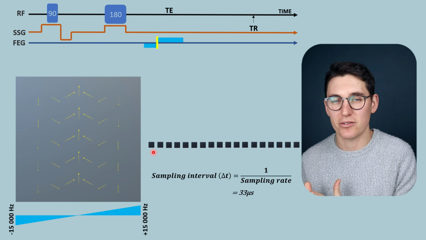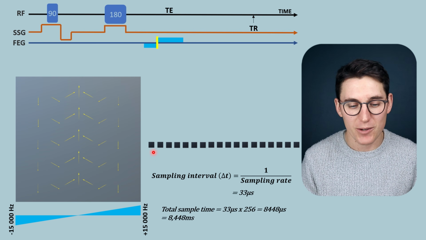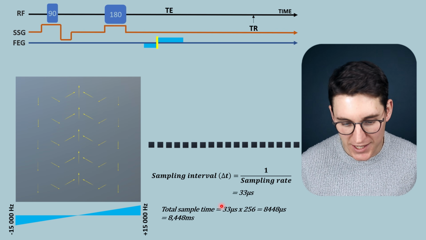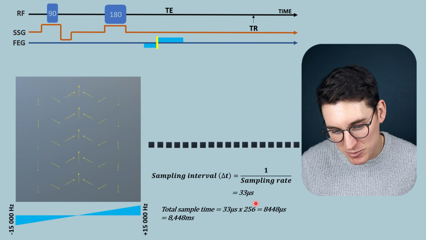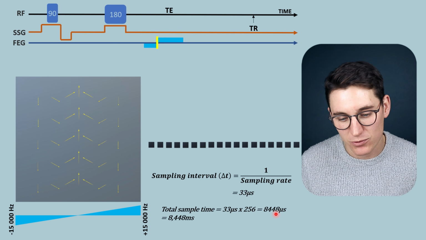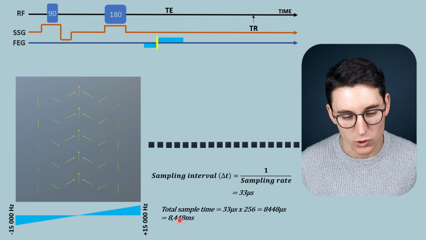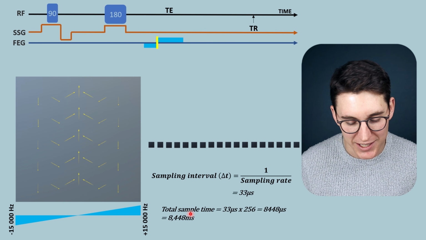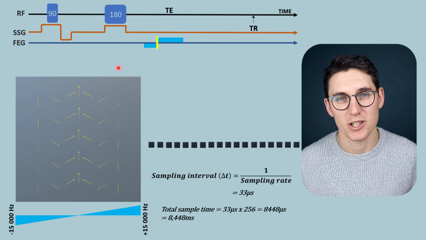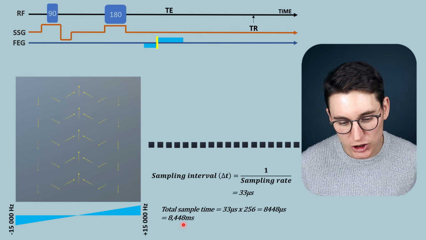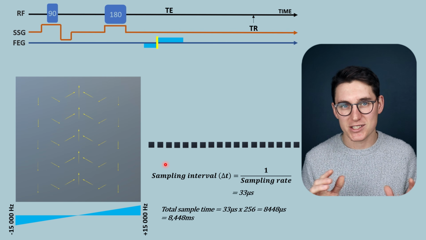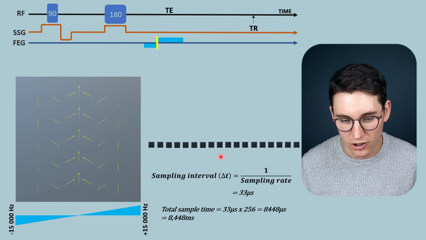Now we need to take 256 different samples, so we can then work out how long it will take to acquire all of the data that we need. Take 33 microseconds and times it by the number of samples we need, 256. And we get 8,448 microseconds, or 8.448 milliseconds. Now that's quite a long time when we're looking at specific pulse sequences. We've seen TEs that are much shorter than this value here. So you can kind of see that there are certain bandwidths that won't allow us to use this long sampling period.